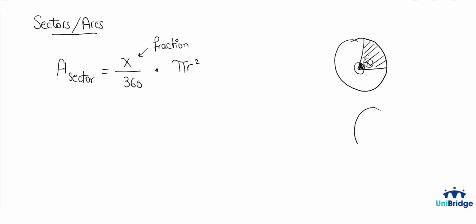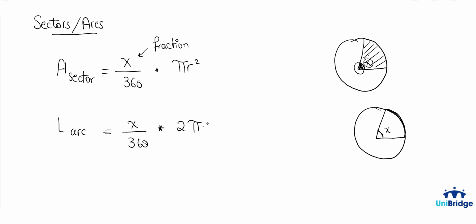Same thing if I'm talking about the arc, this part over here. This is a part of the total circumference of the circle, which is 2 pi r. So what fraction of this? Again, I look at the angle facing this arc. We call this the length of the arc. I look at the angle, how much it is from the 360 degrees, but this time I'm going to multiply it by the total length of the circle, which is 2 pi r.